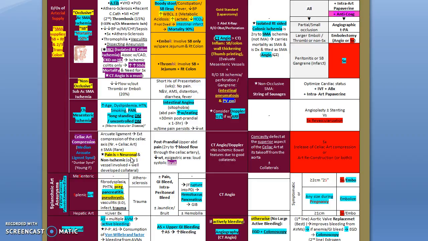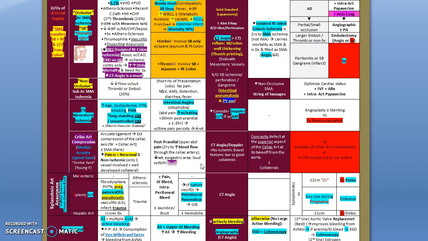The pain here is actually neuronal rather than vascular, so it's not an ischemic phenomenon, it's a neuronal phenomenon, because it's only one vessel usually involved and there are well-developed collaterals. The symptoms lead to a postprandial upper abdominal pain, which is actually secondary to increase of the blood flow after the feeding status through the celiac artery. And that pain leads the patients to also fear food, so they lose weight and they start complaining of epigastric pain in the area.